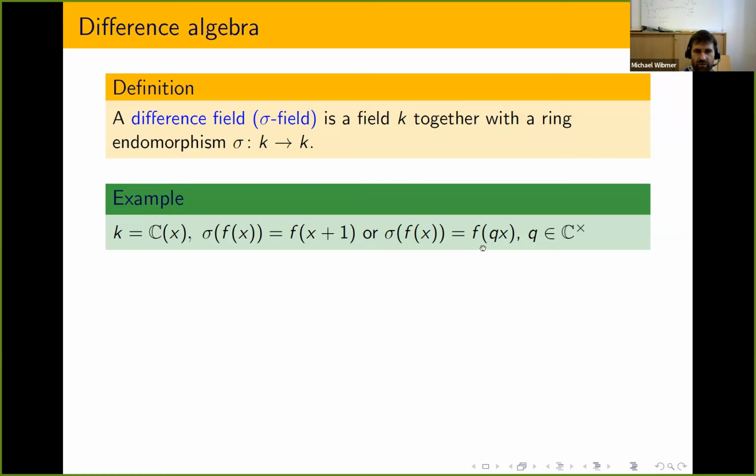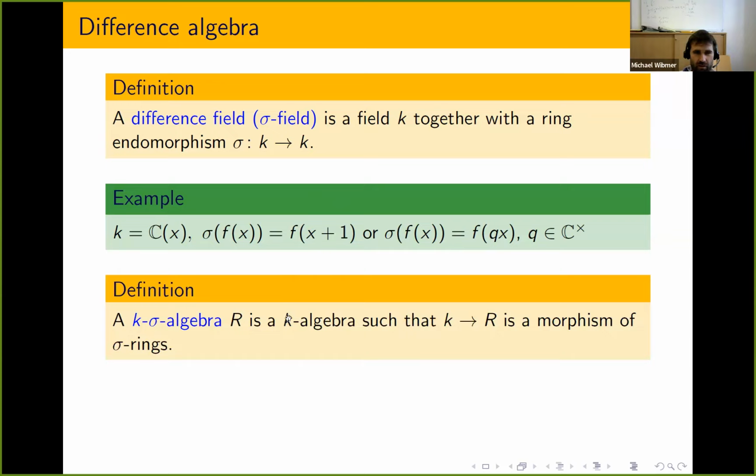And then finally, probably the last of those general algebra definitions, what is a difference algebra, for short, a K-sigma algebra? So fix a difference field K, then a K-sigma algebra is, well, one way to say it is that it's a K algebra equipped with an endomorphism sigma such that the sigma on R extends the sigma on K. Another way to say it is that it's a K algebra such that the K algebra structure map from K to R is a morphism of difference rings. And then, of course, you also have a very natural notion of morphism between K-sigma algebras.